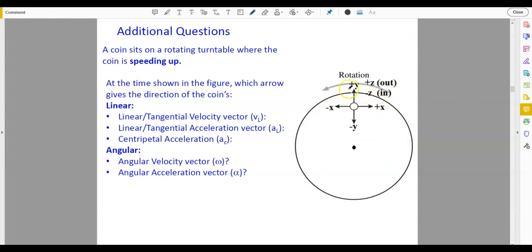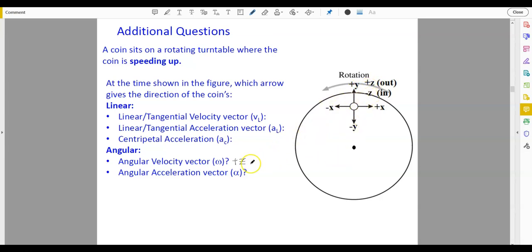So as this coin is spinning around this turntable, it's going counterclockwise. So the turntable is turning in the positive z direction. Okay, and you've got to answer your questions in terms of positive x, positive y, positive z, negative x, negative y, negative z.